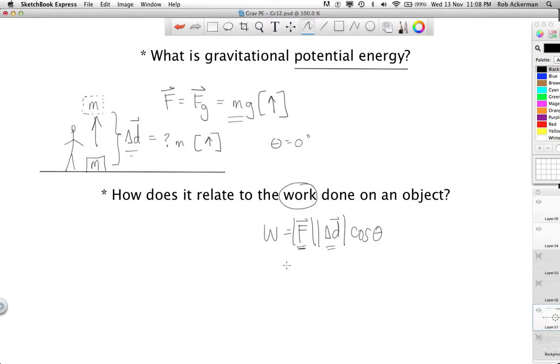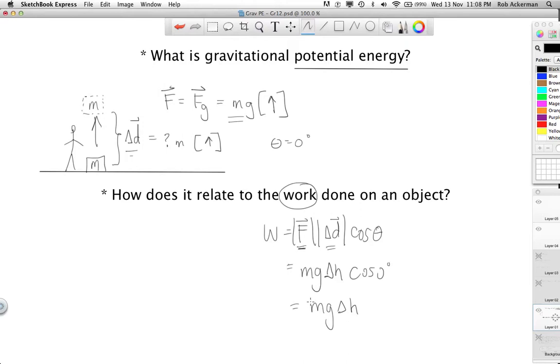So down here, you're going to input mg as your force. Delta d, well, sometimes in physics when we're talking about a change in height, like a vertical displacement, we write that as delta h. And so I'm going to put that in here. And finally, the cosine of 0 degrees, which of course is equal to 1. What do we end up with? mg delta h.